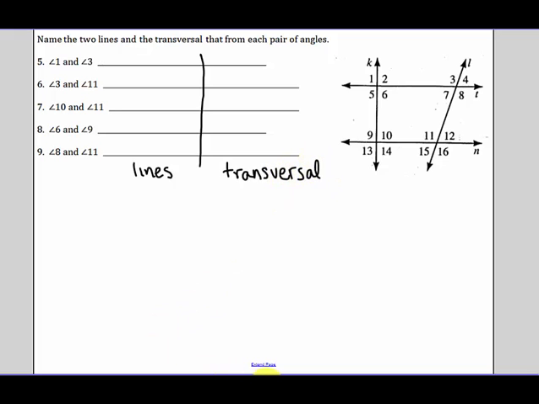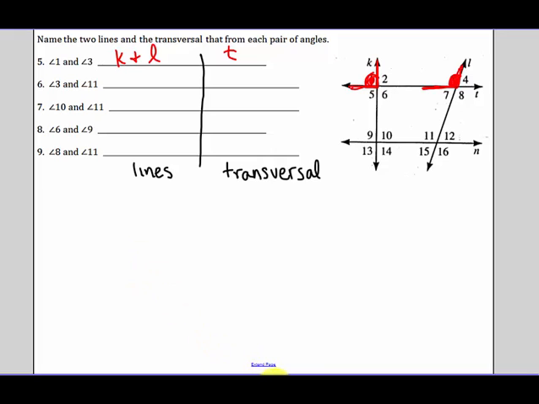Okay, so angle 1, and I might even color that in, and angle 3. Now remember, your transversal intersects two or more lines. So which line, I have this angle and this angle, which line do they share? They share line T, so that's our transversal. And K and L are the two lines that intersect T.